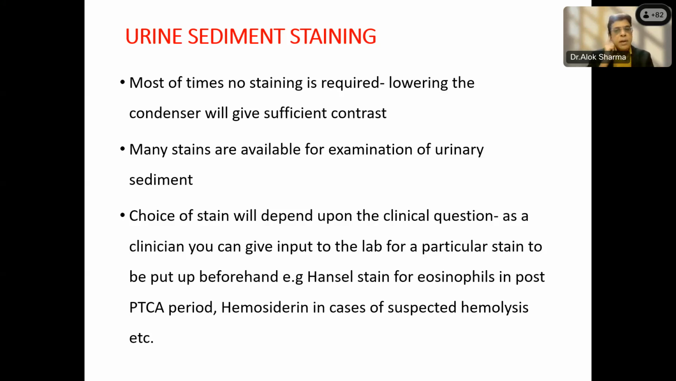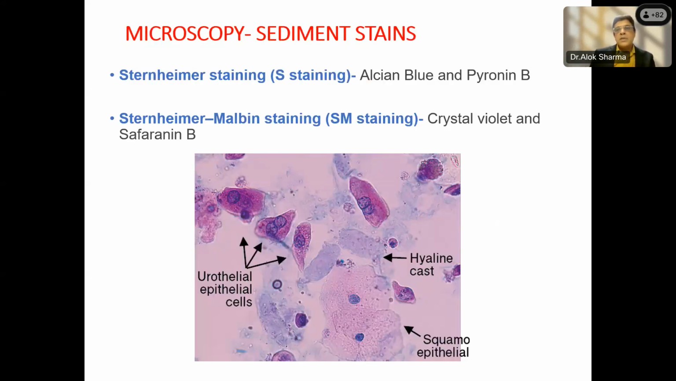For example, if the patient is in the post-surgery period for a PTCA, then you are looking for eosinophils in the urine. So you can put up a specific stain in the urine. And if you are suspecting a patient to have intravascular hemolysis or something like that, then you can choose and put up a hemosiderin stain. So your choice of stains will be dictated by the clinical question. Now, this is just an example.